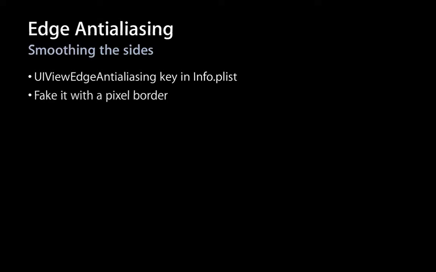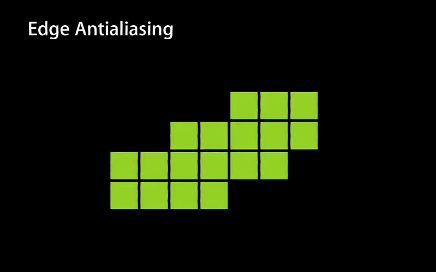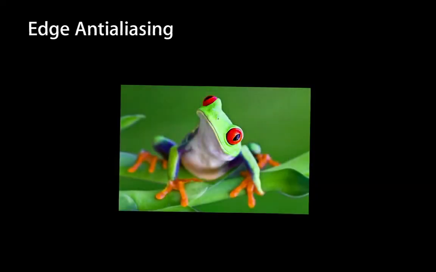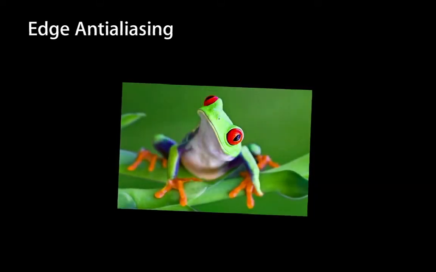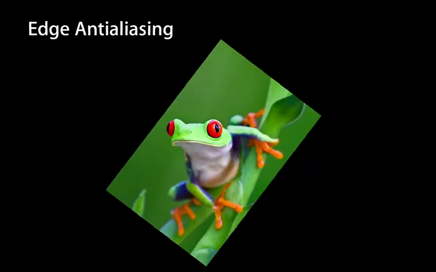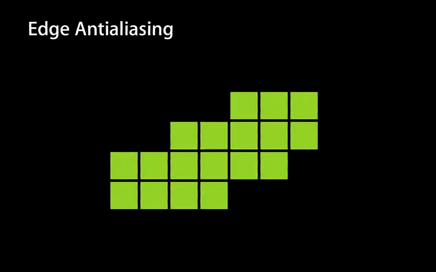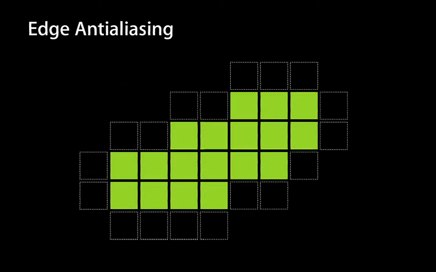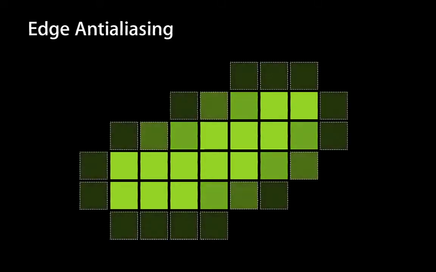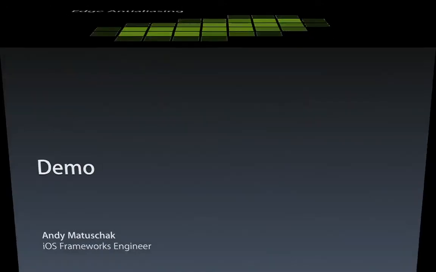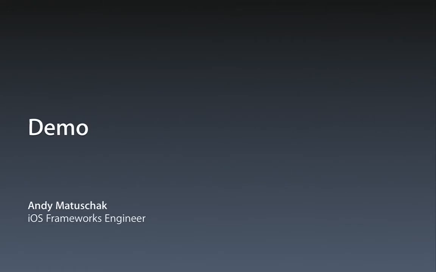You could either use the UIViewEdgeAntialiasing key in your Info.plist, or you can fake it with a border of pixels around the edge that Andy will show you. This basically lets you take an extra border of pixels around the edge and make it so that Core Animation doesn't have to sample from the background in order to figure out how to make your edges look smooth. You can put this border of pixels around the edge, and it can sample from the pixels in the image itself when it figures out how to smooth out that edge. So Andy's going to come up and show you how that's all going to work.